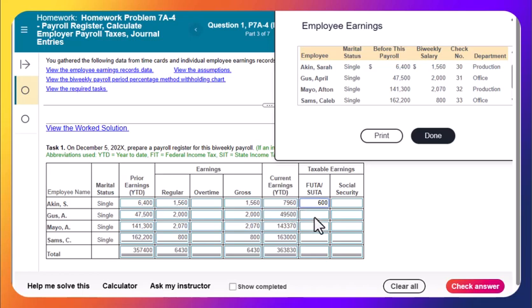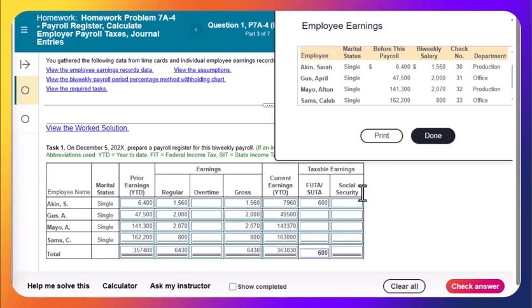We can leave the rest of these blank for FUTA and SUTA, for Gus, Mayo, and Sam's, because again, they were past that limit of $7,000 prior to this pay period. So $600 will be the total here at the very bottom for the taxable earnings for FUTA and SUTA.